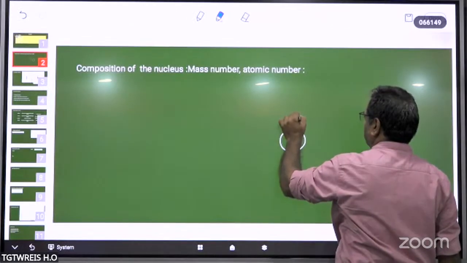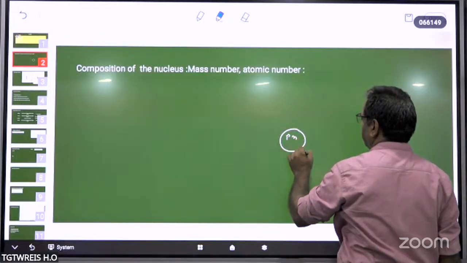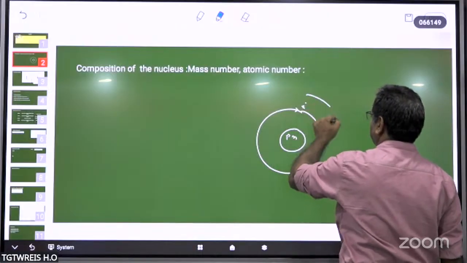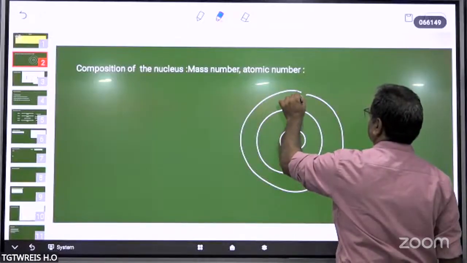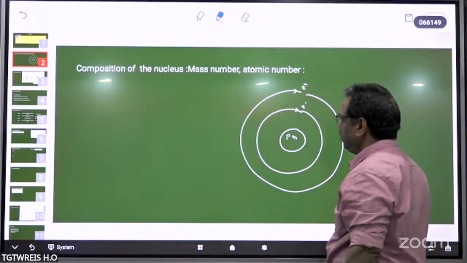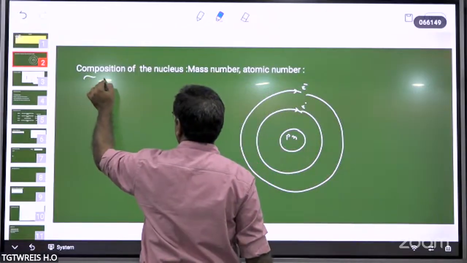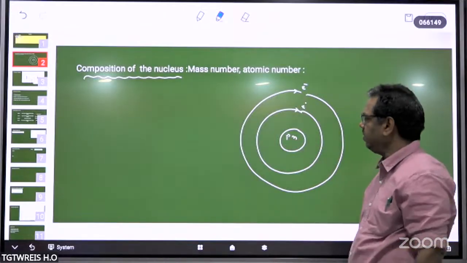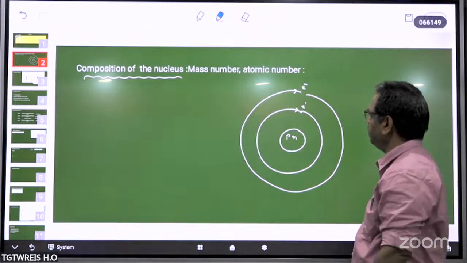Composition of the nucleus. First of all, let us discuss. So already we know the atom. At the center of the atom, protons and neutrons will be present, and around that electrons revolve in different energy levels. Here we are going to discuss the composition of the nucleus. What does the nucleus consist of? The nucleus consists of protons as well as neutrons.